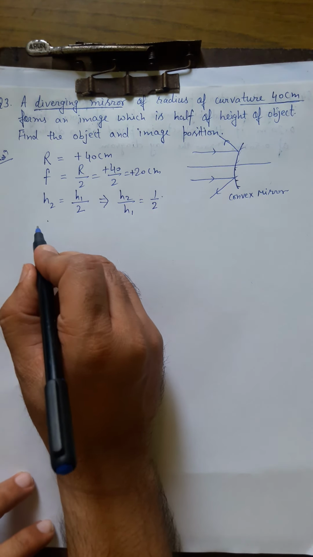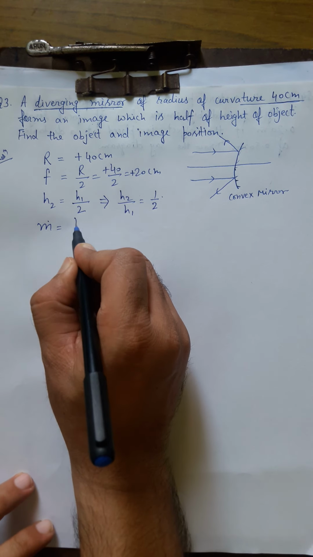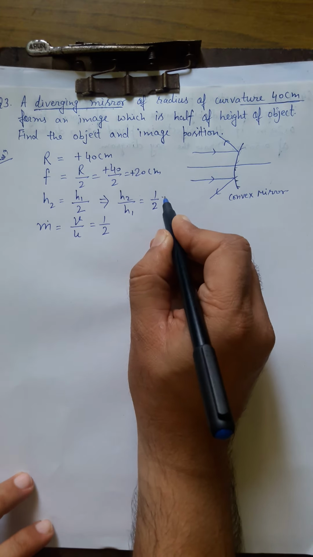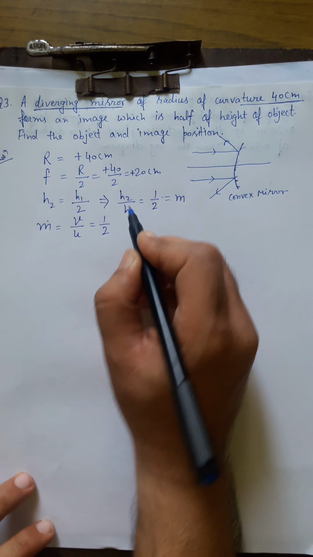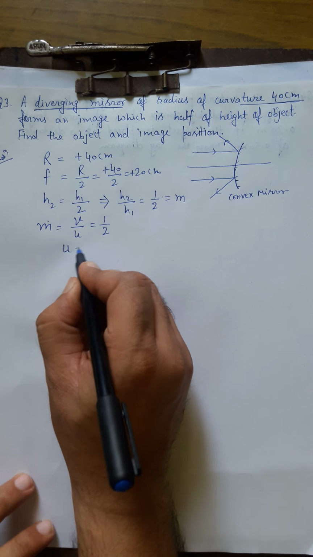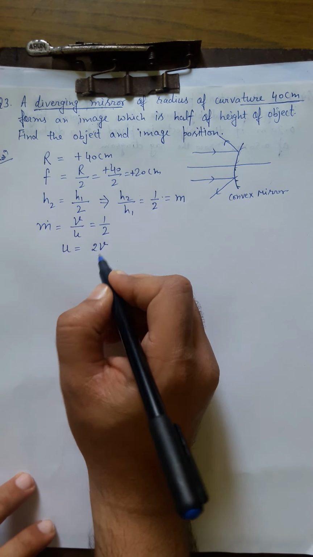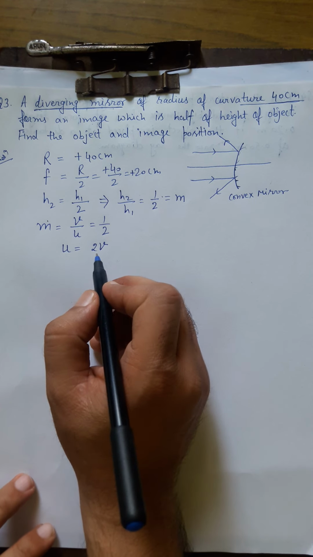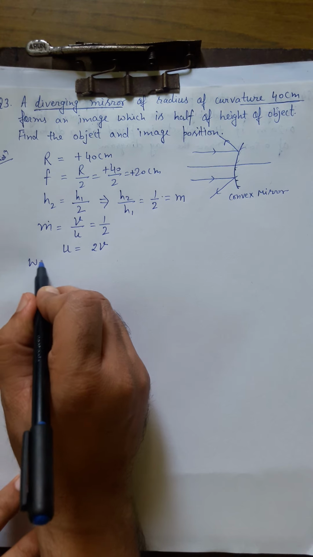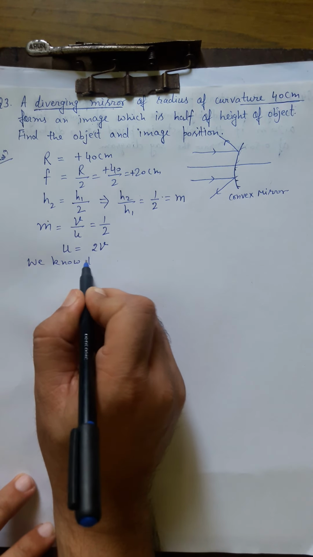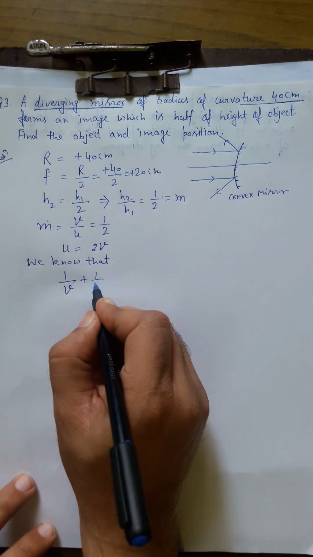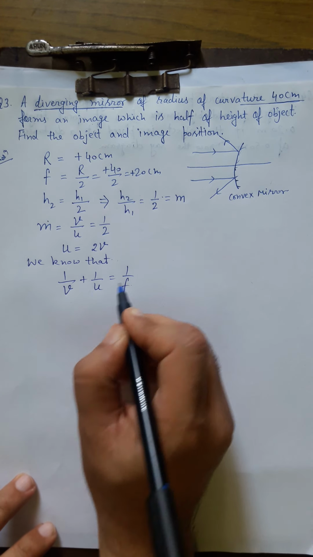And one more formula for magnification is v upon u, and it will be equal to 1/2 because it is the magnification h2 upon h1. So from here we can write u is equal to 2v, and we will take u always as negative. So by using mirror formula we know that mirror formula is 1 upon v plus 1 upon u is equal to 1 upon f.